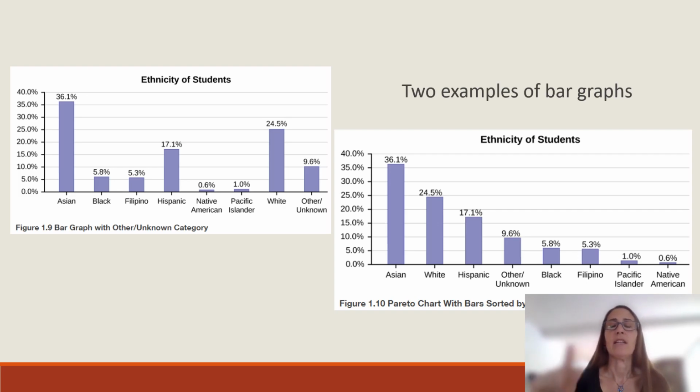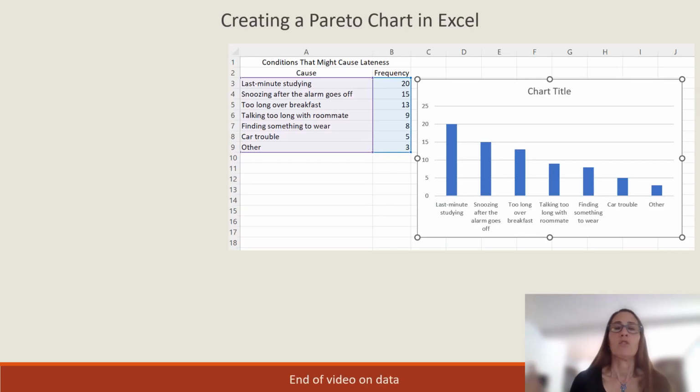And then the next one, figure 1.10, that's the Pareto chart. So these bars are sorted in descending numerical order. So Asian was the largest category, down to Native American, the smallest category. So we're going to do a Pareto chart in Excel to show you how to do it.